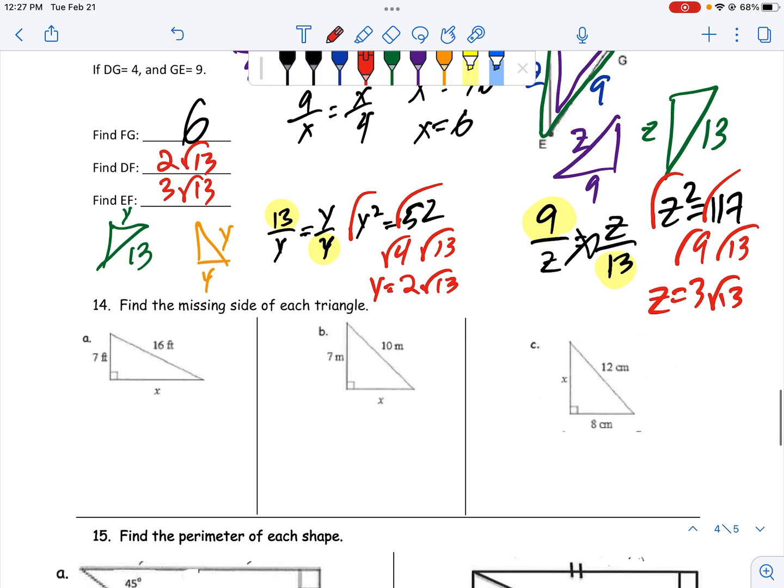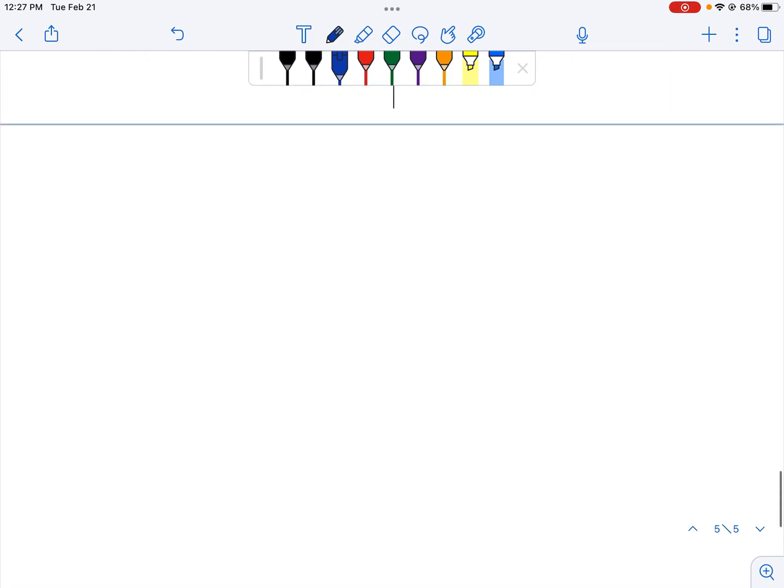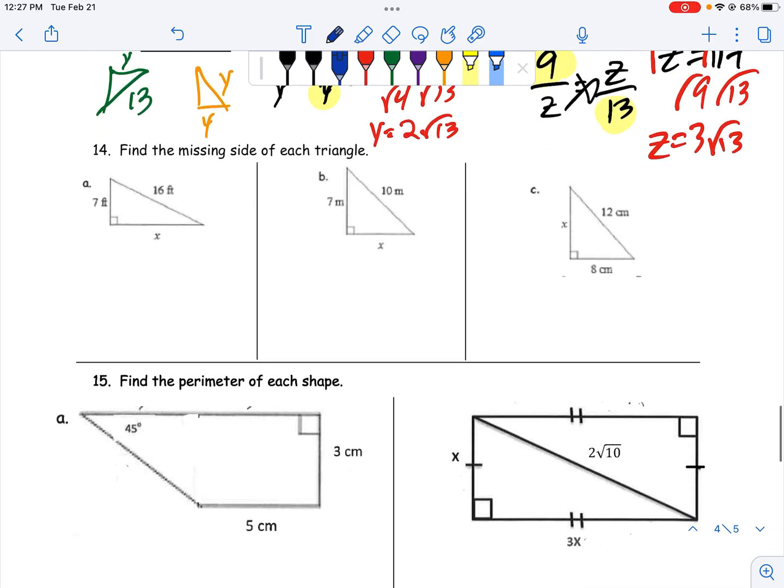Okay, let's do some Pythagorean theorem here. A squared plus B squared equals C squared. Holy buckets, I did it again. Unbelievable. The hypotenuse is always our C. So I go 7 squared plus X squared equals 16 squared, or you can do X squared plus 7 squared, that's fine. So X squared plus 49 equals 256. So X squared equals 207.